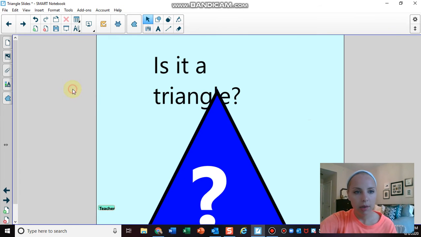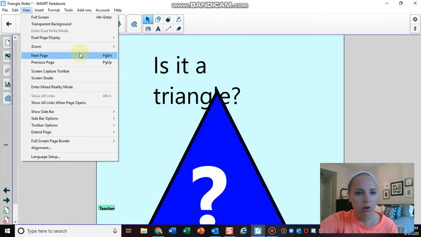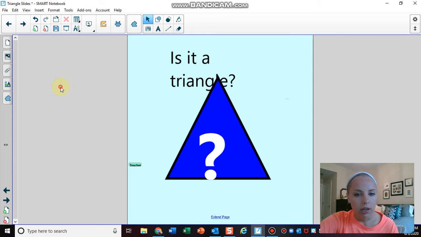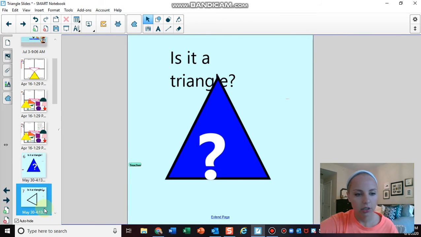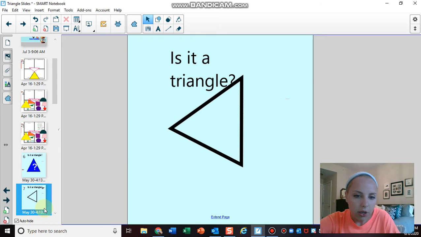So let's play the game. Is it a triangle? I'm gonna make the view a little bit less. Okay, is it a triangle? Yes, we know this is a triangle because it has three sides and three angles. The sides do not have to be the same, so it doesn't really matter. They just have to be connected, and there has to be three angles.